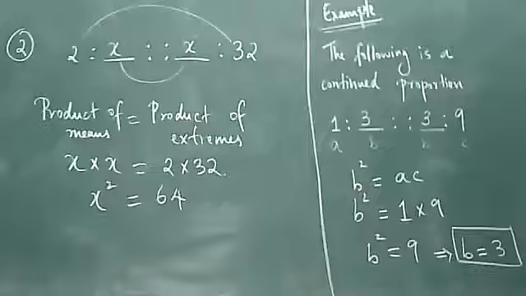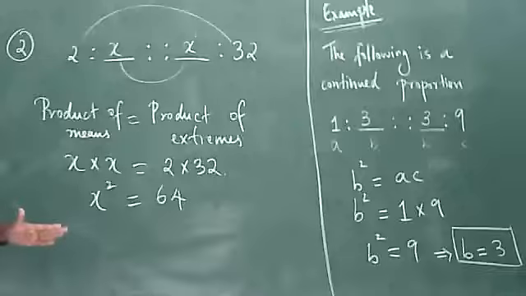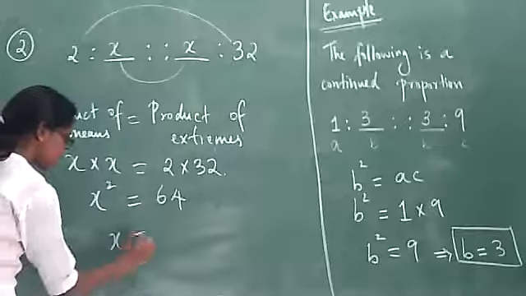So X into X is X square. 2 into 32 is 64. Now we have to think of a number whose square is 64. Which number, if you square, will you get 64? What is 6 into 6? 36. 7 into 7? 49. 8 into 8? 64. So the number which we want is 8. If I raise 8 to the power of 2, then we get 64. That means the required X is 8.